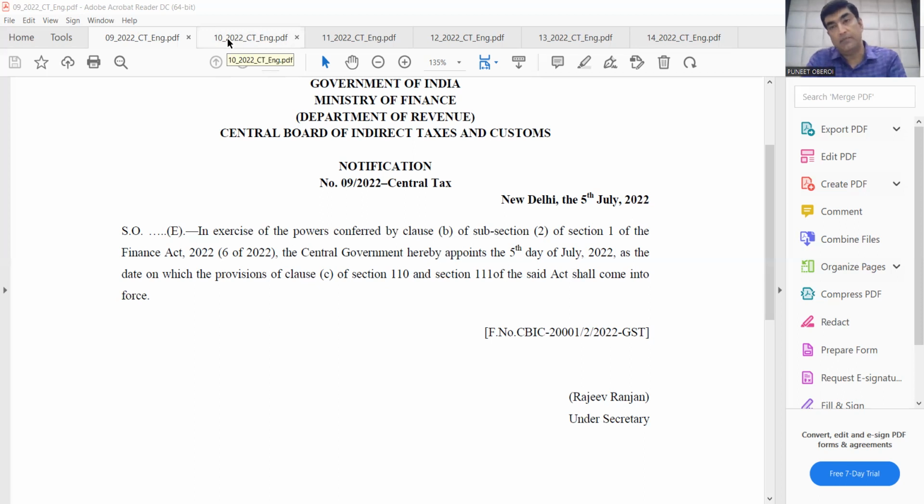Section 53 basically stipulates now that for any ITC which is wrongly availed or utilized, interest would be applicable. Again, the concept followed is that only the cash portion interest will be applied, not exceeding 24%. So that resubstitution of section 53 has been made effective from 5th of July 2022.